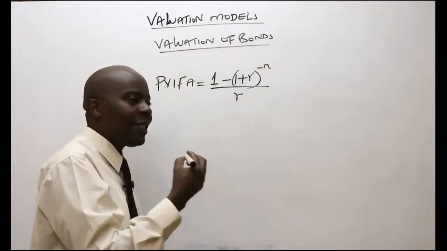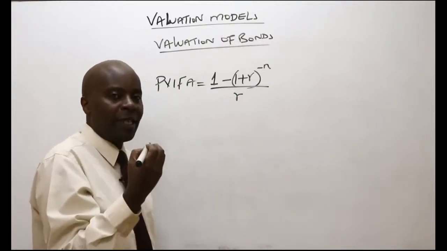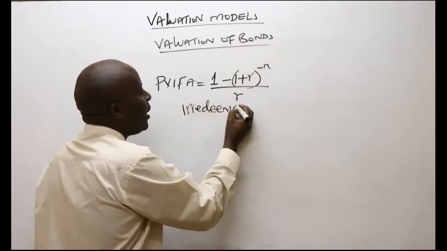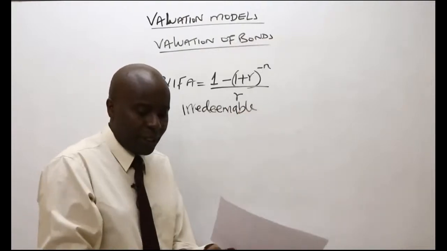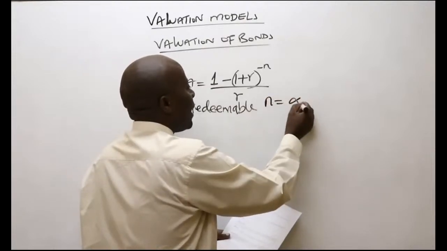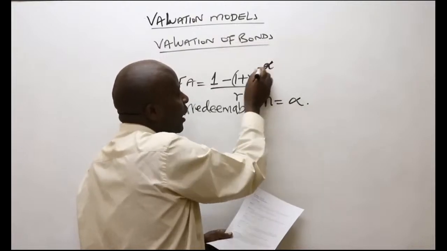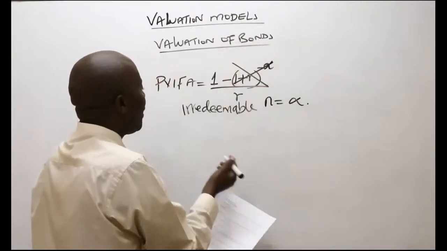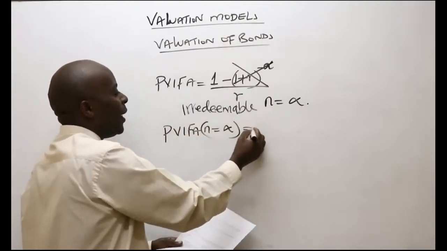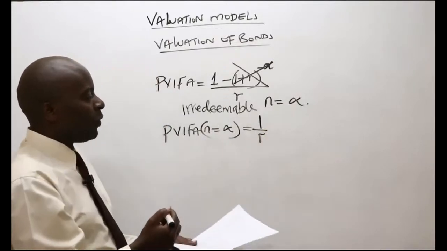Now, if the bond is irredeemable, it means that the time of maturity has not been given. N has not been given. Our bond is irredeemable, and if it is irredeemable, then N is infinity. And if N is infinity, then this term will be very small. That is why we normally say that the PVIFA, when N is infinity, is 1 over the cost of capital.